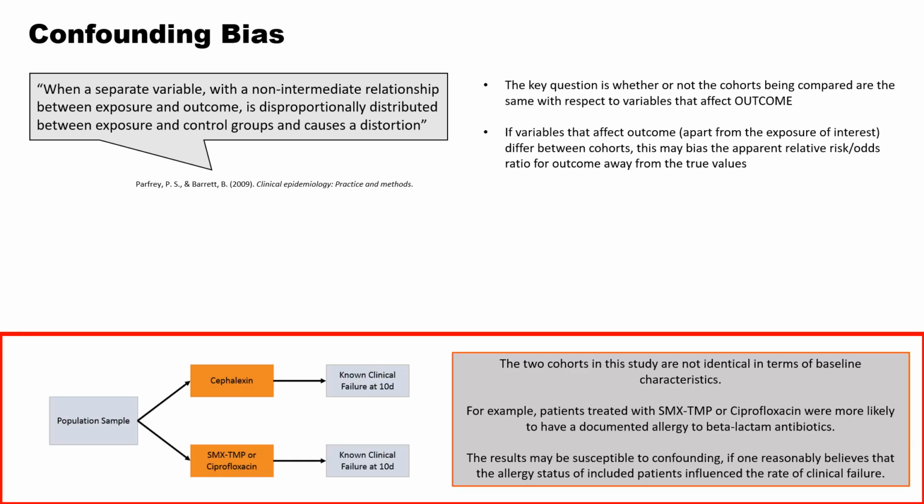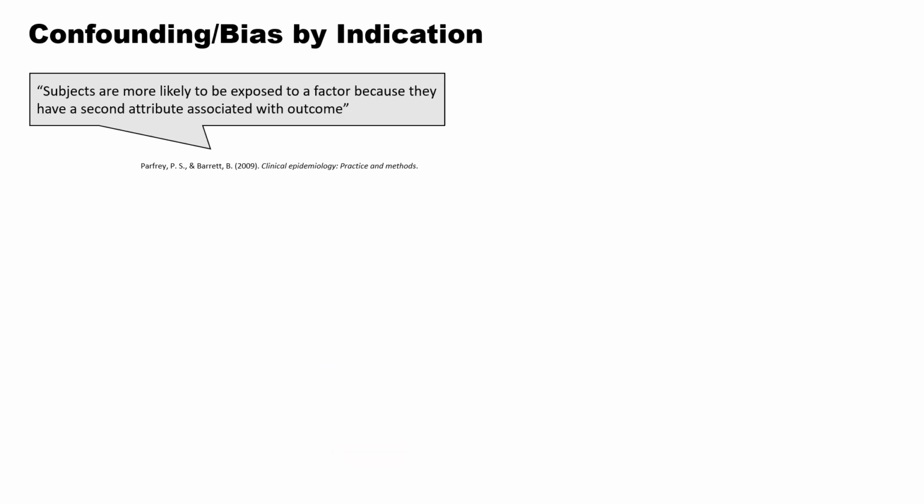So again, returning to our example, recognize that the two cohorts in this study are not completely identical in terms of baseline characteristics. In most retrospective research, you aren't going to have baseline characteristics that are perfectly balanced between cohorts, which is the reason for randomization and prospective research. For example, patients that were treated with Bactrim or ciprofloxacin in our study were more likely to have a documented allergy to beta-lactam antibiotics. The results may be susceptible to confounding if one reasonably believes in this case that the allergy status of included patients influenced the rate of clinical failure.